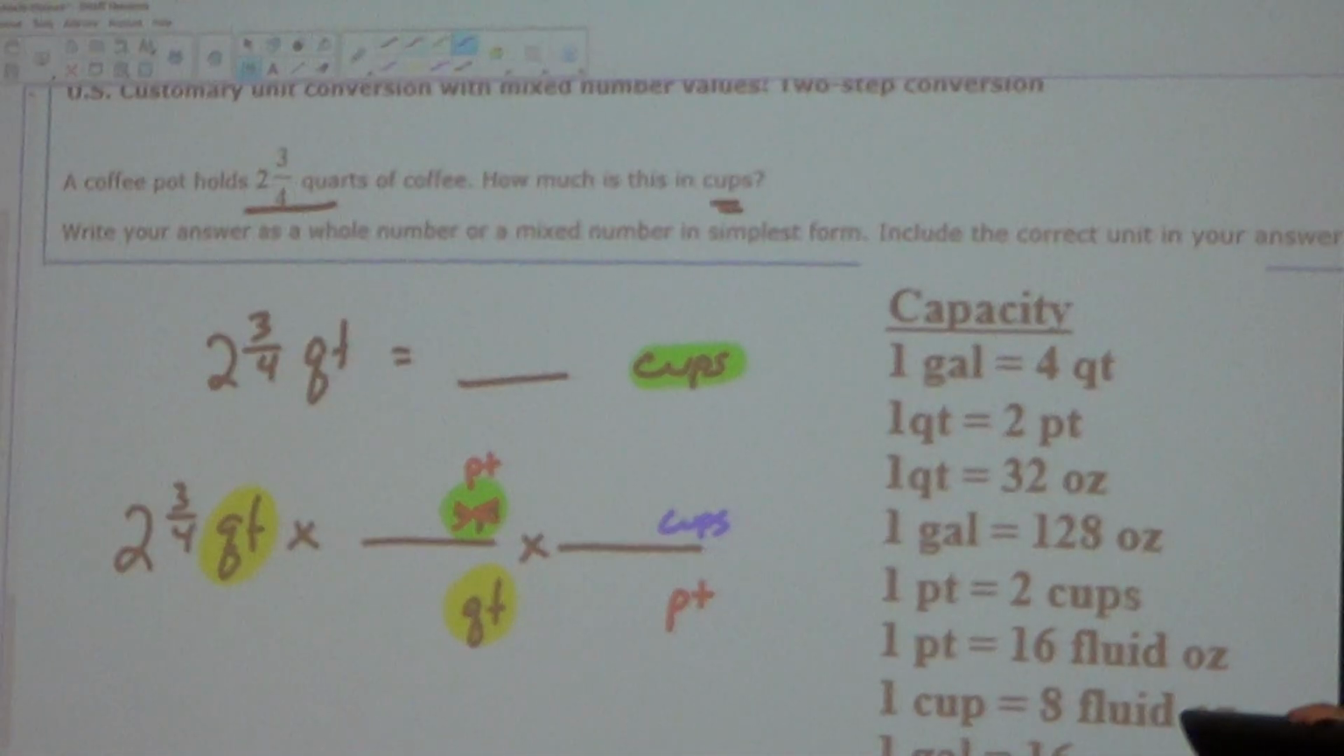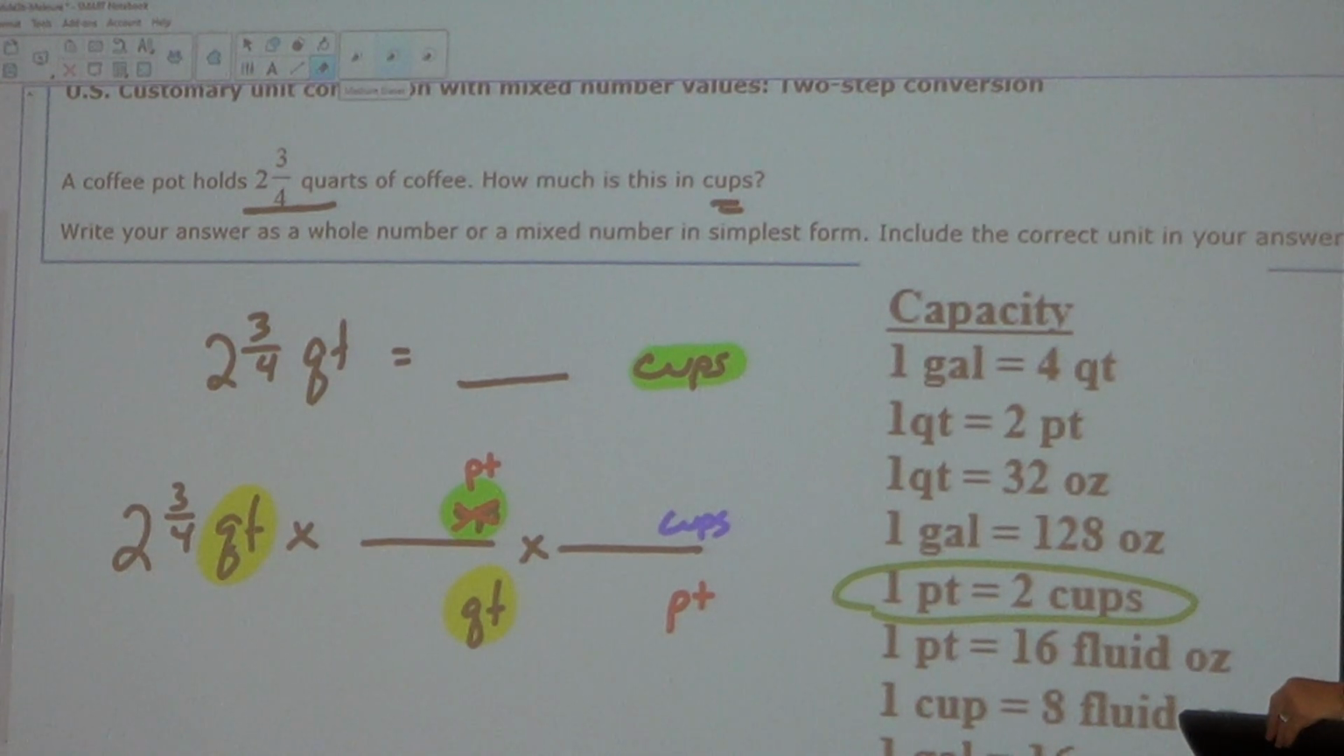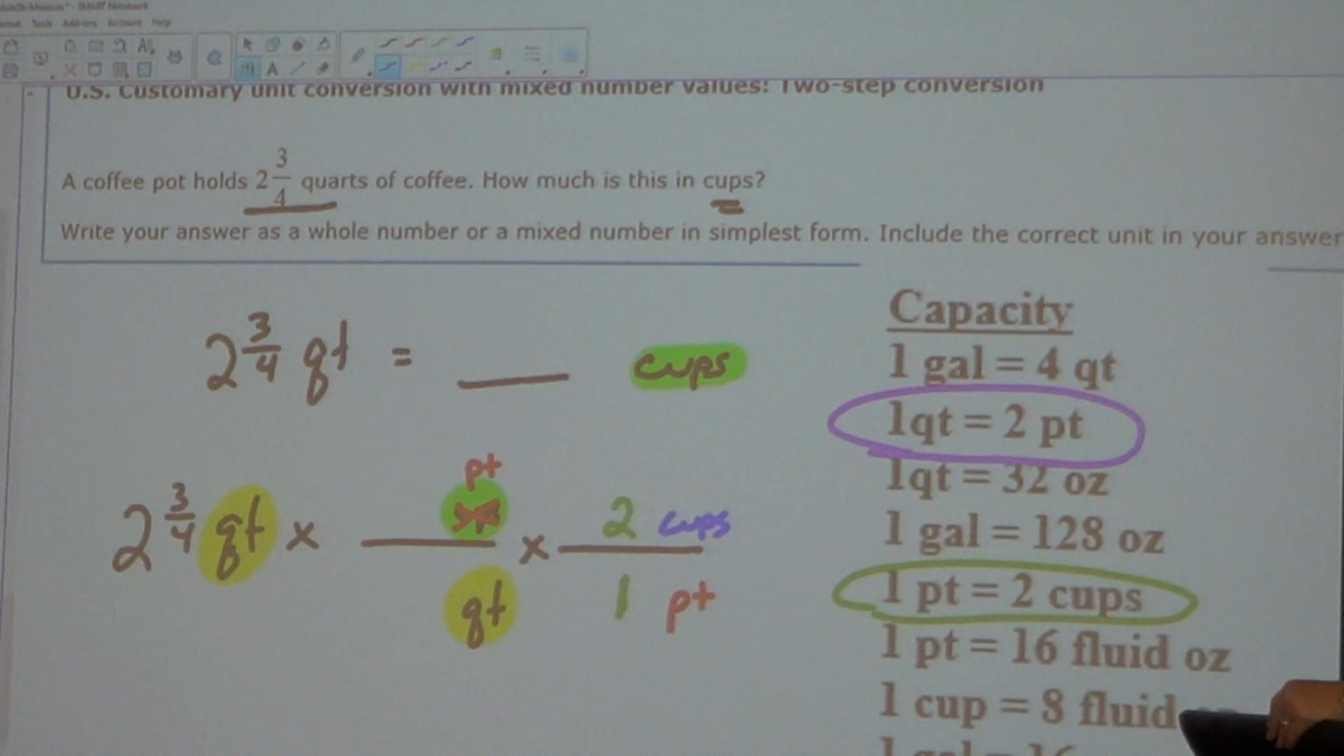I have this one going on, which means one is going to be next to the pint. That one goes here. One is next to the pint and two is next to the cup. And one is next to the quart and two is next to the pint. So I had to use two different something-somethings. I draw my line.